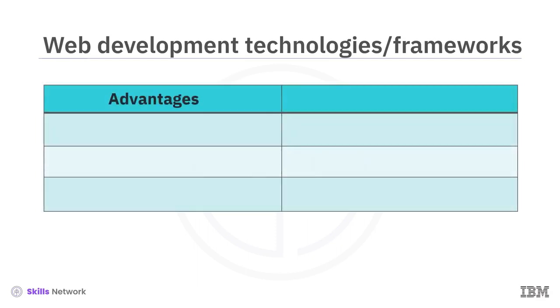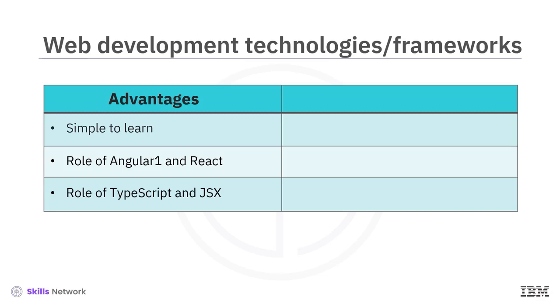The advantages of Vue are: the code simplicity makes it simple to learn. Angular 1 and React inspire its simple structures and features. TypeScript and JSX make it simple to set up. Here are some disadvantages of Vue. It is not scalable. Therefore, it is not suitable for large-scale projects. It is not stable, and it does not support immediate assistance in solving problems.